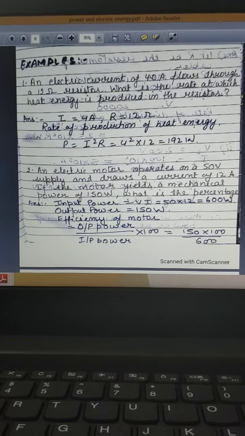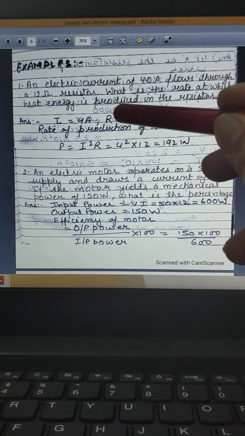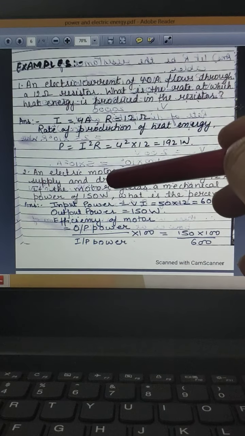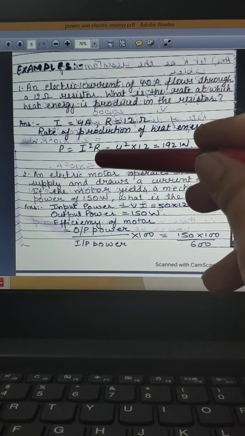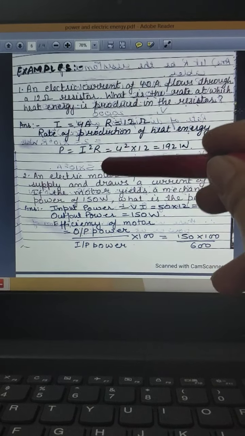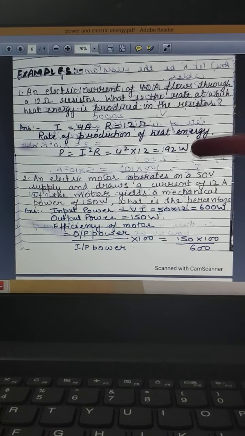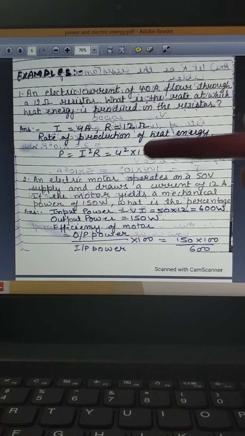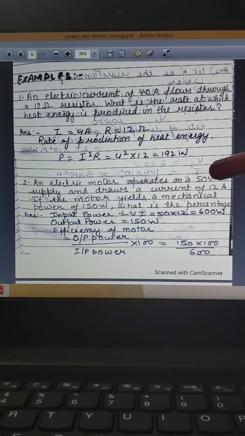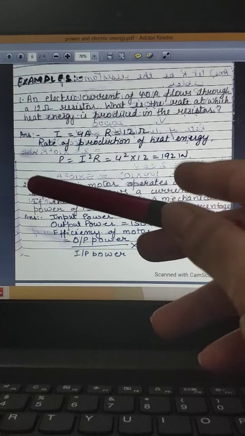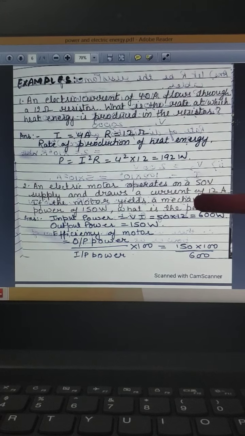Now for using the formula, you must consider what is given to you. The first thing which is given to you is I is equal to 4 ampere and R is equal to 12 ohms. These two things are given to you. So which formula are we going to use? That is P is equal to I square R. So putting the values of I and R, we get P is equal to 4 square into 12, that is 192 watt. So now you will always consider what is given to you. On the basis of that only you will make sure which formula you are going to use in the numerical.